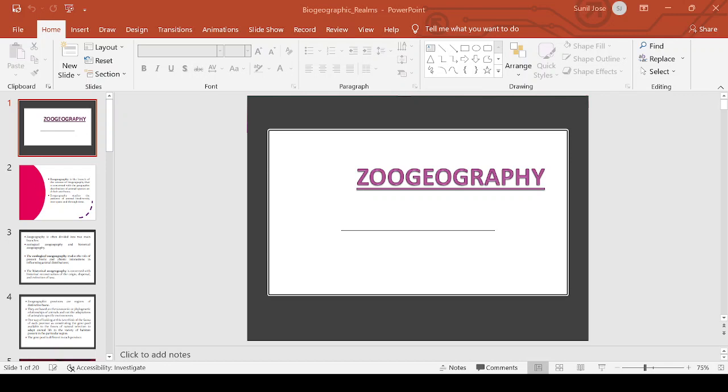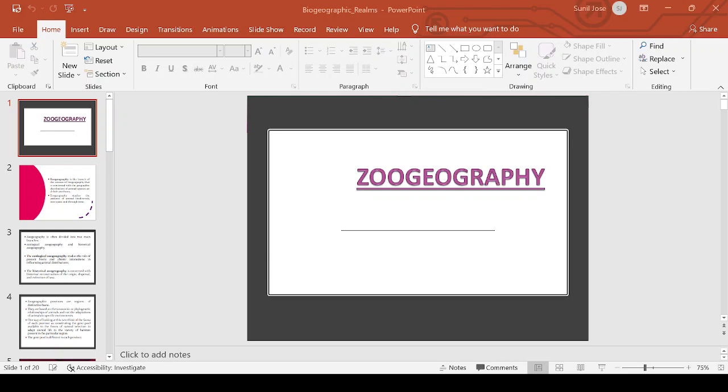Biogeography is the main branch. It is split into two branches. One is zoogeography, and the other is phytogeography. Basically, zoogeography and phytogeography deal with the distribution of animals and plants on the surface of the earth. So biogeography deals with the distribution of plants and animals on the surface of the earth, and we can find that the branch is divided into zoogeography as well as phytogeography.